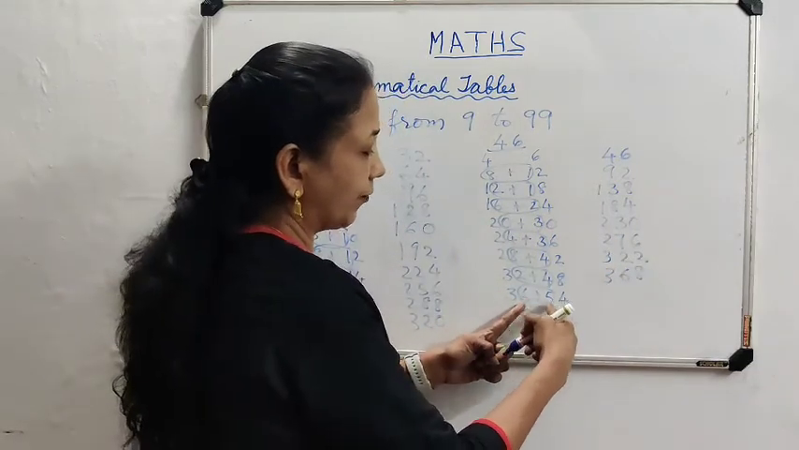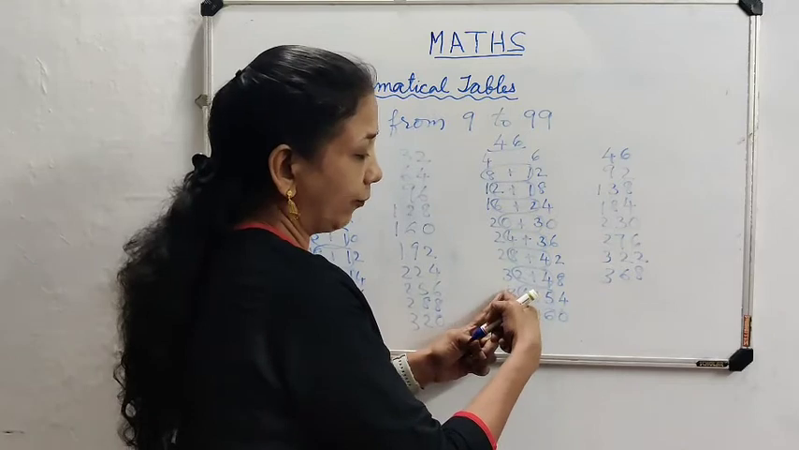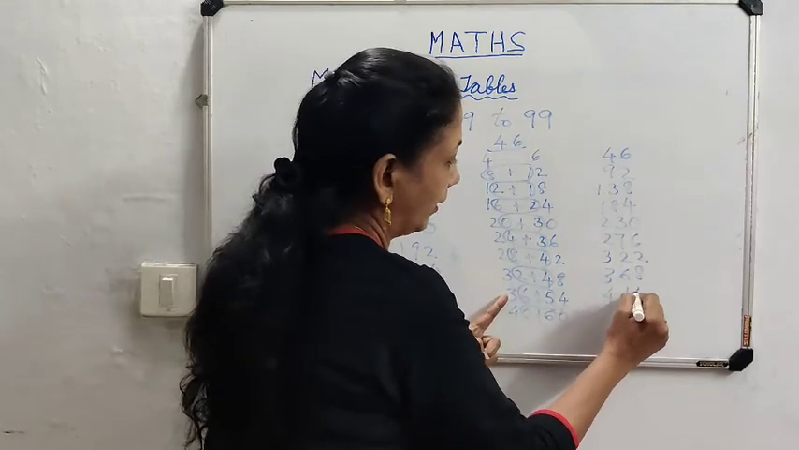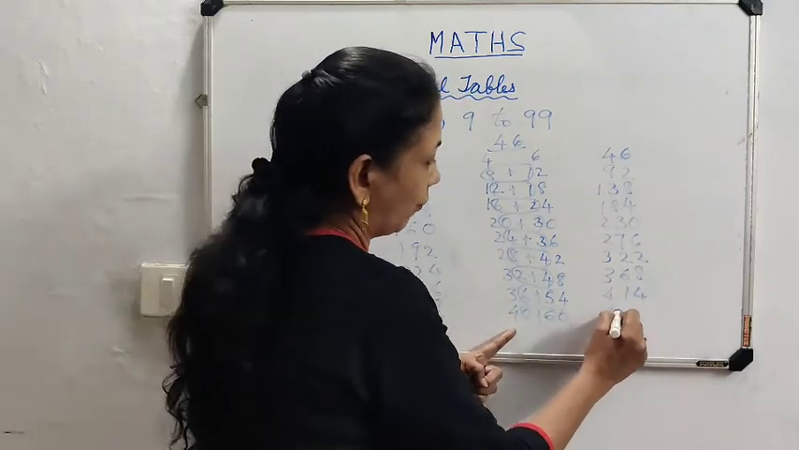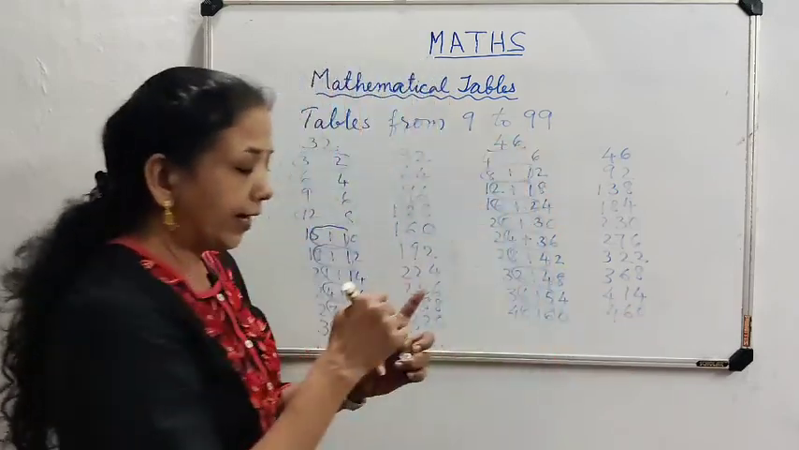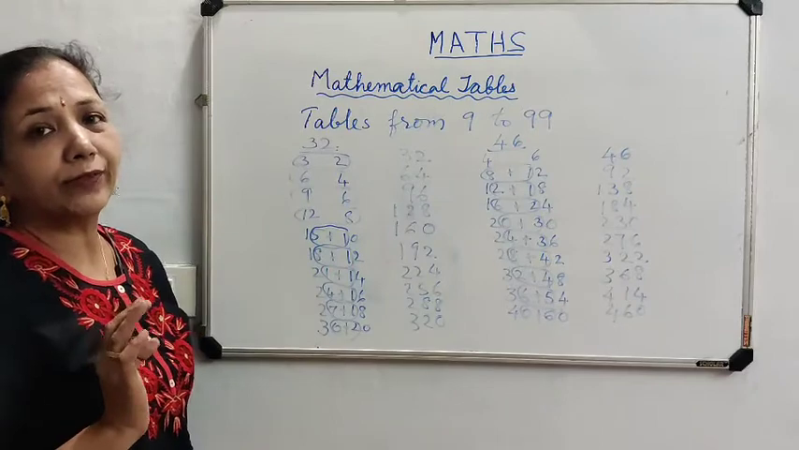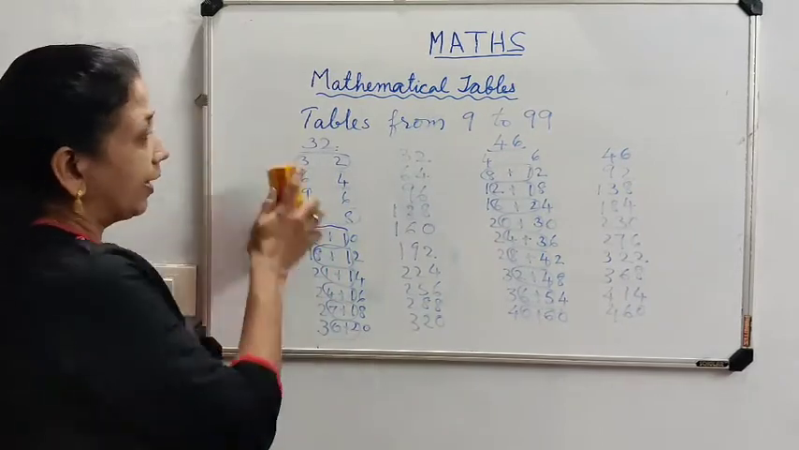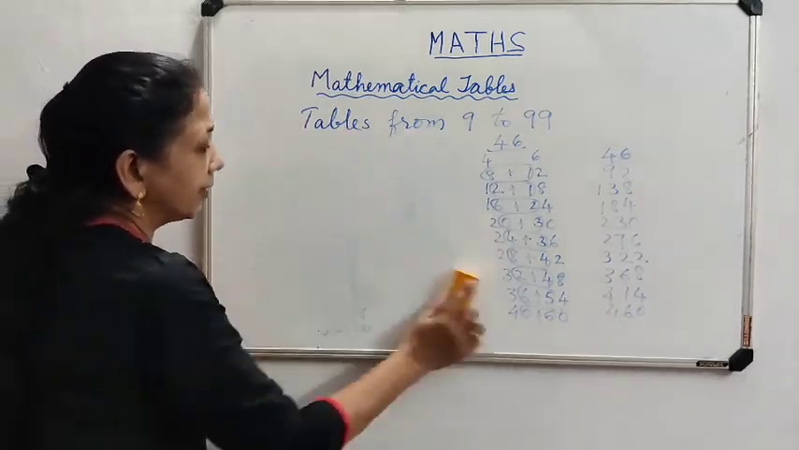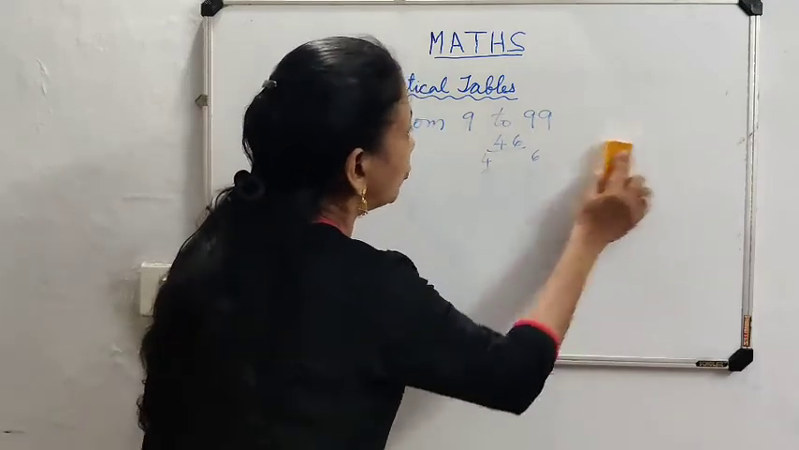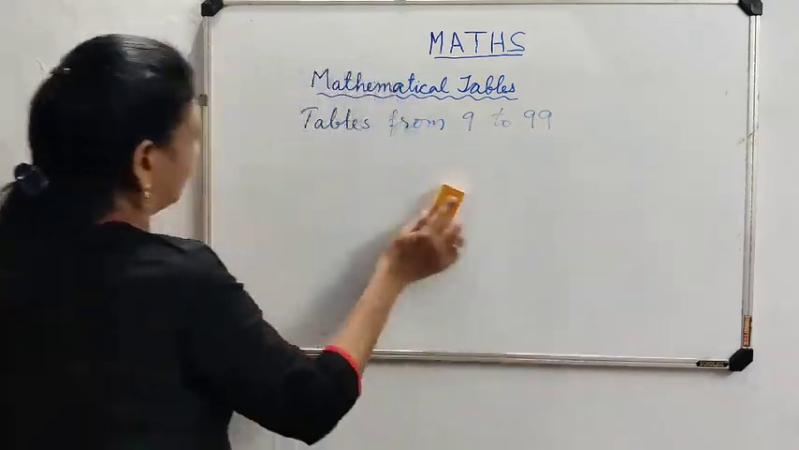Now 6 plus 5, 11. So 1 carry, 4. 4, 1, 4. 4, 6, 0. You find out. Like this you have to do. Up to 99 you can do it very easily. Okay. Now I will ask questions like this. How to do this fast.